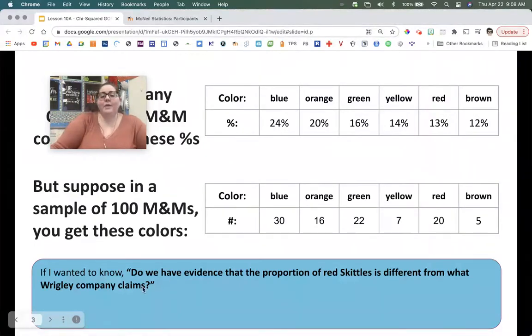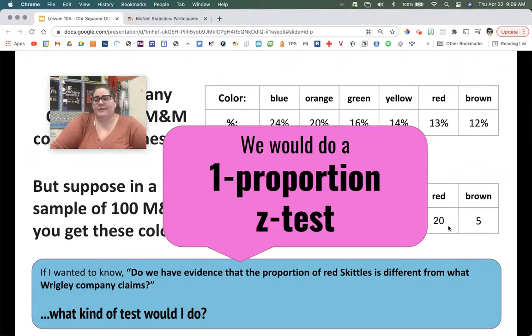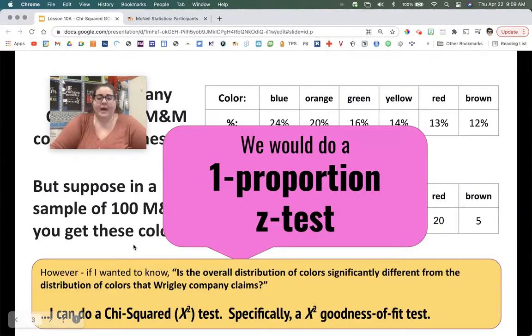So just to walk you through this, if I wanted to know, do we have evidence that the proportion of red M&Ms is different from what Mars claims? If all I cared about was red, so is the M&M red or is it not red, I could just do a 1 proportion z-test. I could find what proportion of red is in my sample and compare that to the null hypothesis that red proportion should be 13%. But if I want to know, is the overall distribution of colors significantly different from what Mars said that it should be, that's when we can do a chi-squared test, because we have all of these options, and a chi-squared test lets us look at that overall distribution for all of the colors, instead of just having to look at one color at a time.